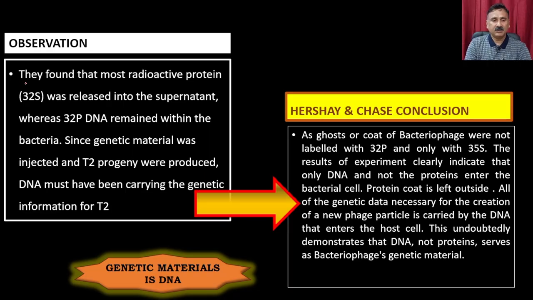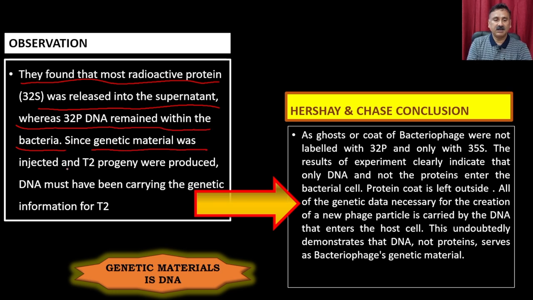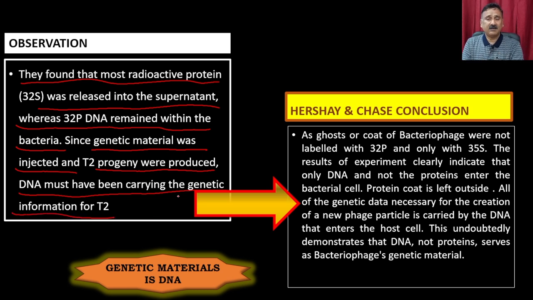By the observation, they found that most of the radioactive protein was released into the supernatant, whereas 32P DNA remained within the bacteria. Since genetic material was injected and T2 progeny was produced, DNA must have been carrying the genetic information for the T2. Not only that, when the bacteria got lysed, it produced an enormous amount of viruses. This means the genetic information was there inside the bacteria to produce the viruses, and that was nothing but the DNA, right?